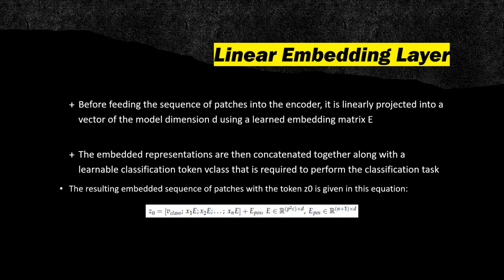The linear embedding layer. Before feeding the sequence of patches into the encoder, it is linearly projected into a vector of the model dimension D using a learned embedding matrix E. The embedded representations are then concatenated together along with a learnable classification token V class that is required to perform the classification task. The resulting embedded sequence of patches with the token Z0 is given in this equation below.